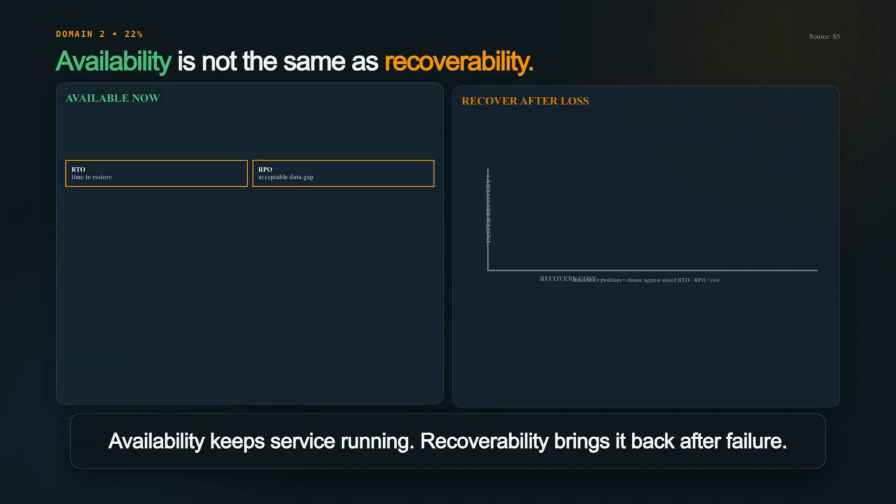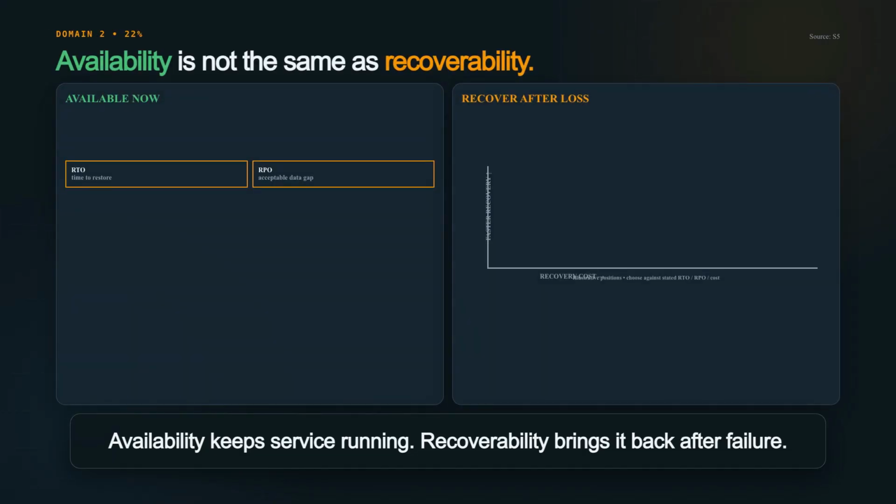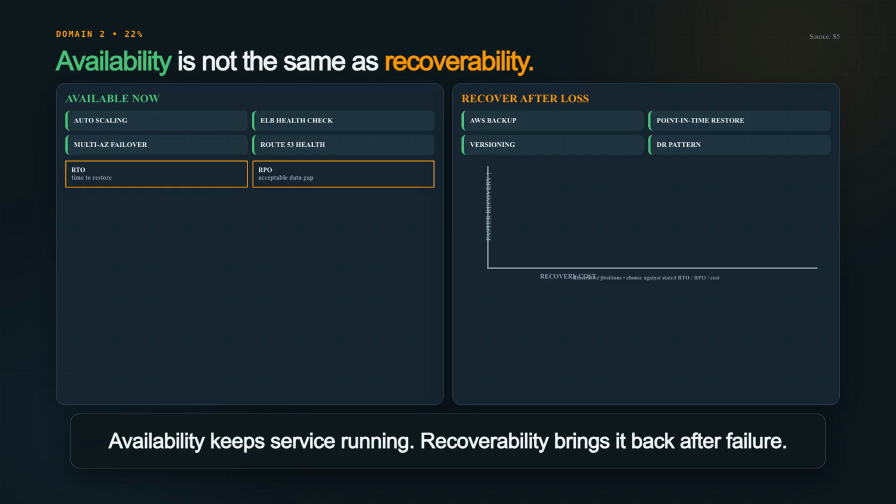Domain 2 is also 22%. It tests scaling, caching, health checks, multi-AZ designs, backups, versioning, and disaster recovery. The important distinction is availability versus recoverability. Auto scaling, ELB health checks, and multi-AZ can keep service running. Backups and disaster recovery patterns govern how you return after a larger failure.